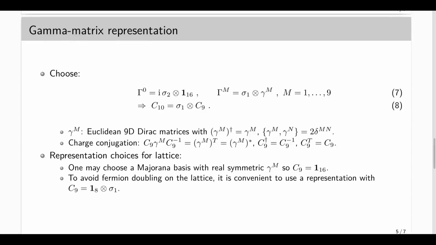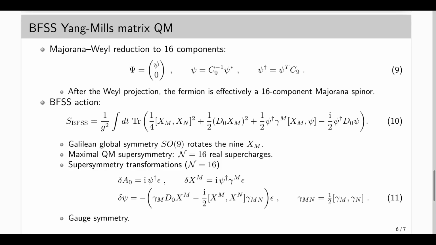For calculations, it is convenient to use a block gamma basis. Gamma^0 equals i sigma_2 tensor identity, and gamma^m equals sigma_1 tensor gamma^m, with sigma_1 and sigma_2 Pauli matrices and gamma^m Euclidean 9D gammas. With the Weyl projection and the Majorana condition, the fermion reduces to a 16-component spinor psi shown in equation 9. In terms of this spinor, the BFSS action takes the simpler form given in equation 10.